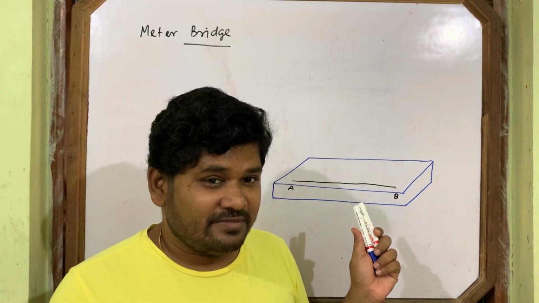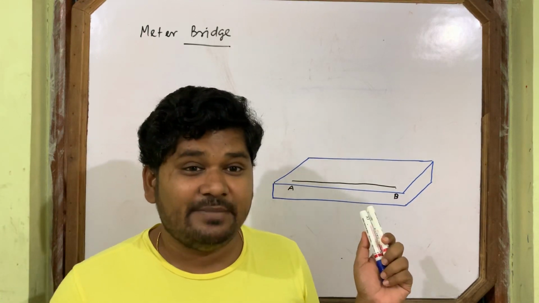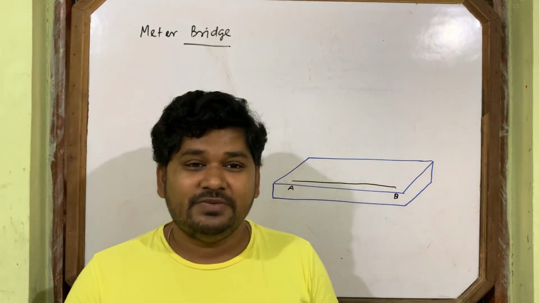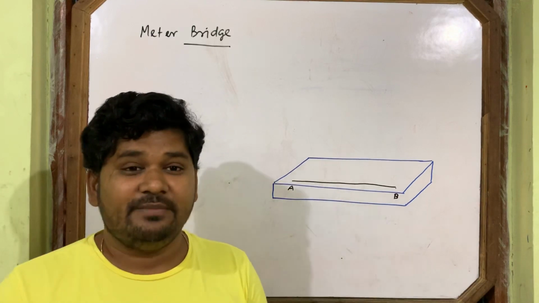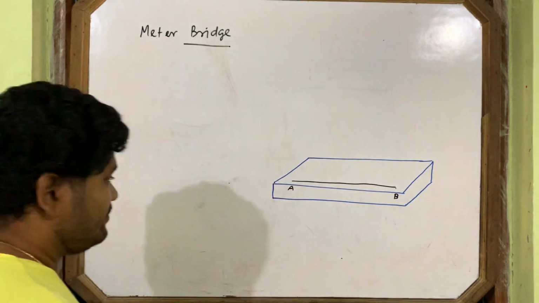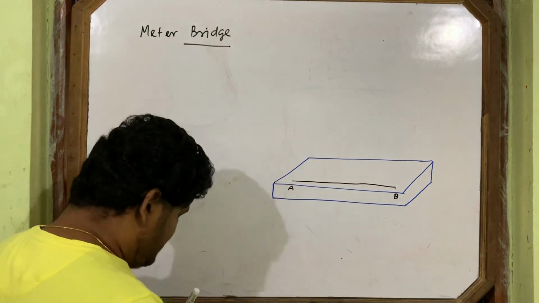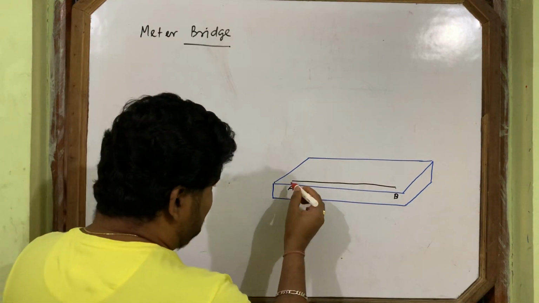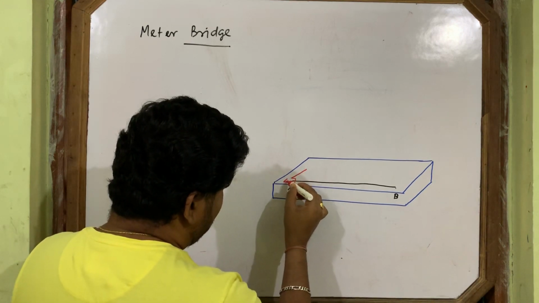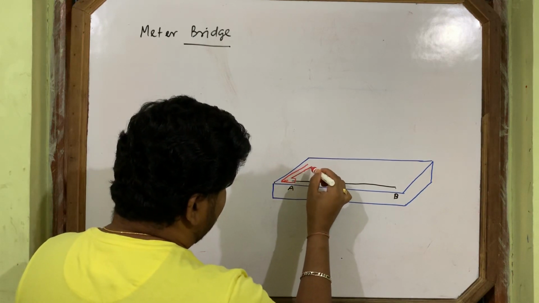Viva question in the practical lab: you will get this question, why is the name meter bridge? Because the wire used here is 1 meter long, hence the name is meter bridge. This is the important wire here. And how is this wire connected? The connection is done by thick copper strips. You will see thick copper strips are connected.